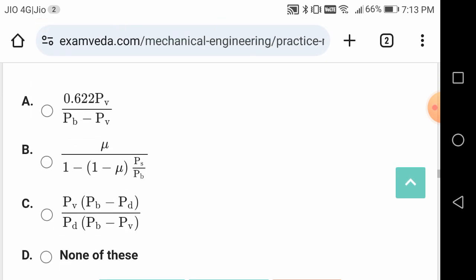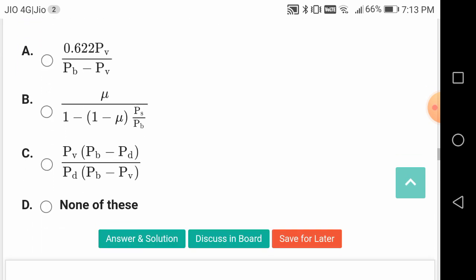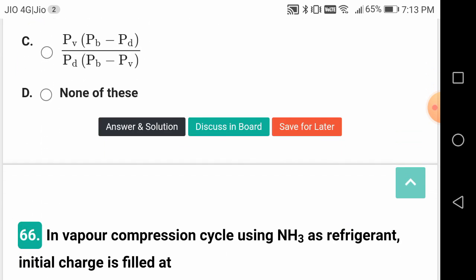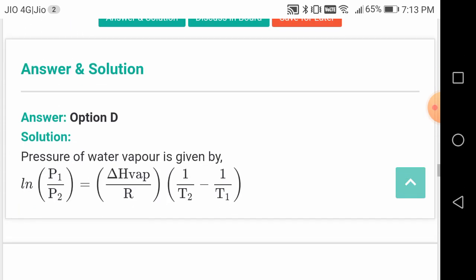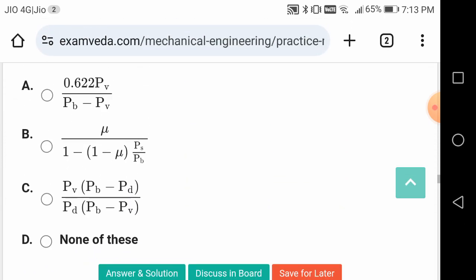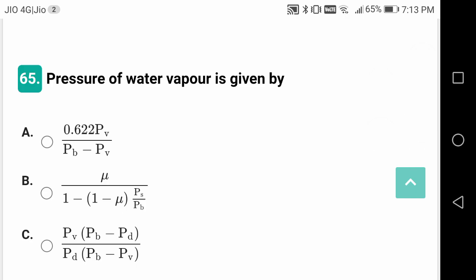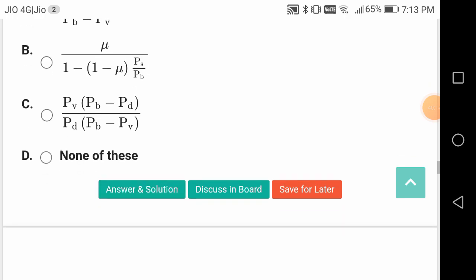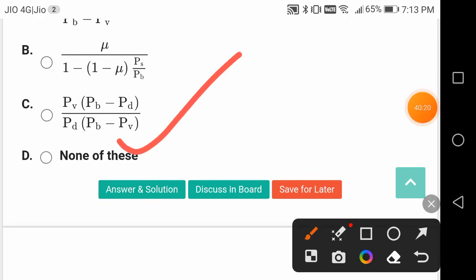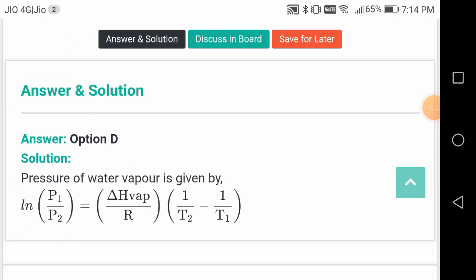Okay, friends. So he is asking, pressure of water vapor is given by, and he is saying none of the above. Let us not worry about this. This is a question from refrigeration. He is saying that none of the above. So he has given the answer also, right? So this is your vapor. I think it is the Clausius-Clapeyron equation. Anyhow, we will verify it.